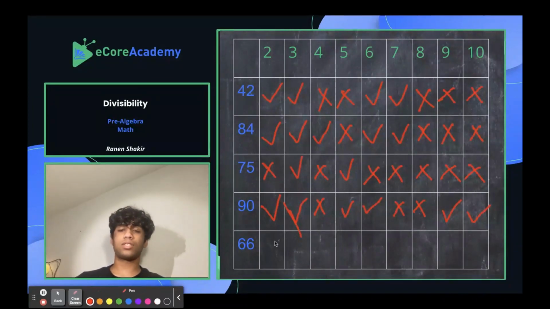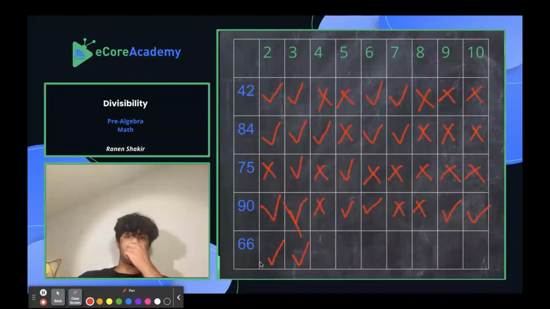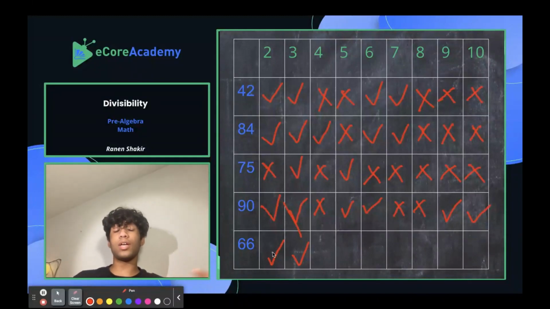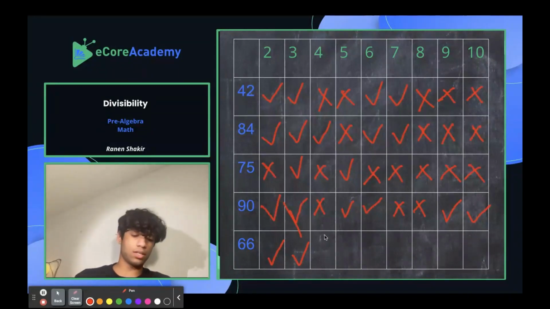All right, 66. It is divisible by 2. It is an even number. It is divisible by 3 because 6 plus 6 is 12, and 12 is divisible by 3. For 4, it is not, because 4 doesn't go evenly into this number, so it is not.